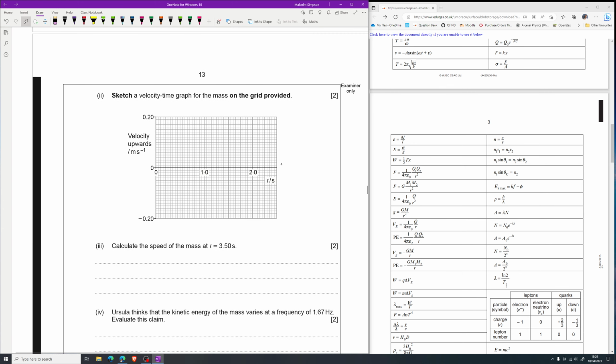But I will need to get stuff right, so let's just be a little bit careful. That's 1.5, so that's 1.1, 1.2. So that's the time period, and the amplitude was 0.16. So where is that? 0.16 is there. 0.16 negative is there.